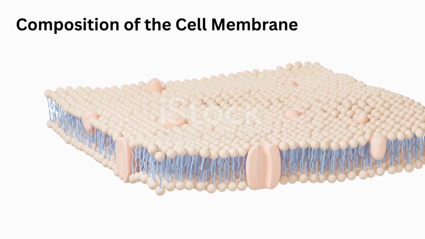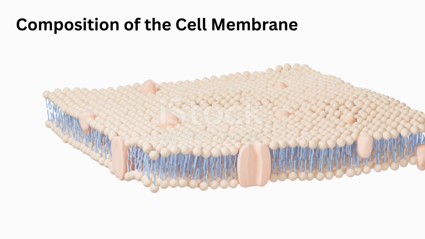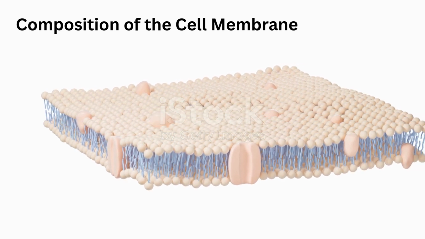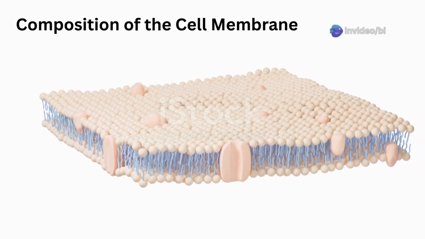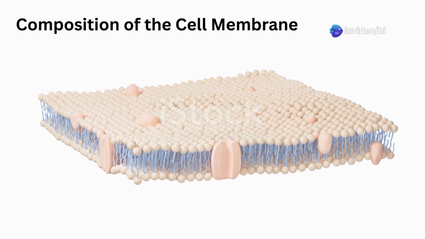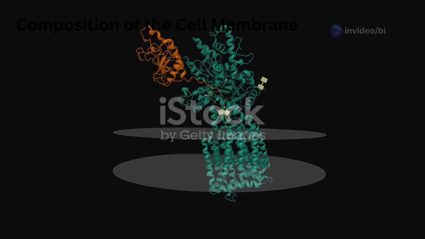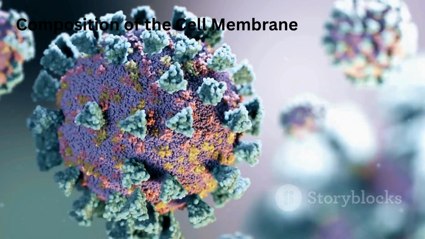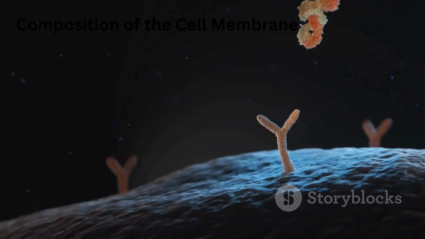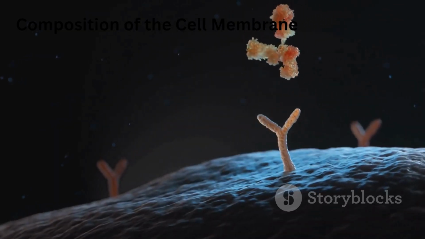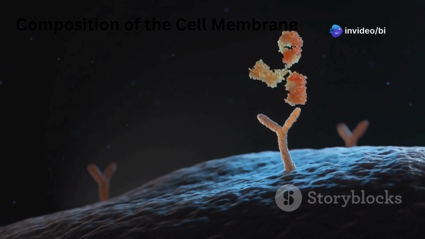Peripheral proteins are not embedded in the lipid bilayer but are associated with the membrane surface through interactions with integral proteins, or the polar head groups of phospholipids. Glycoproteins are proteins with attached carbohydrate chains, also found on the outer surface of the cell membrane. Similar to glycolipids, they are involved in cell recognition and interactions.